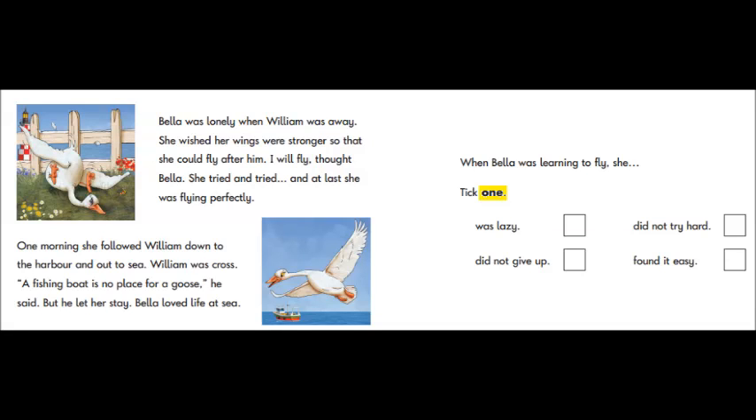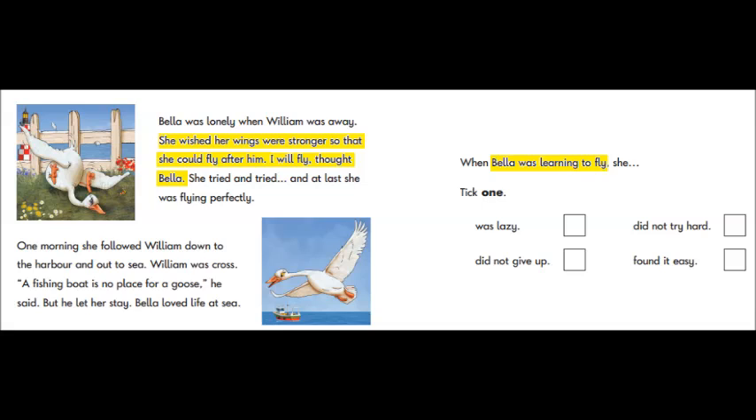Remember, the question is asking you to tick 1 answer. Reread the question and find out exactly what it is asking you to do. In this case, it says, when Bella was learning to fly, she. This means you need to look at the text and find the part that is relevant to where Bella was learning to fly. A handy tip to complete this is look for words in the text that match the question. In this case, we found Bella and fly in the same sentence, so we are looking at that sentence.